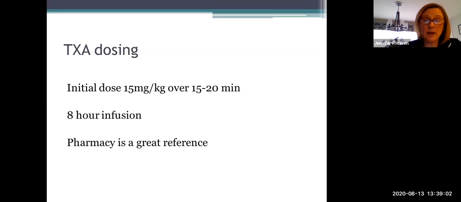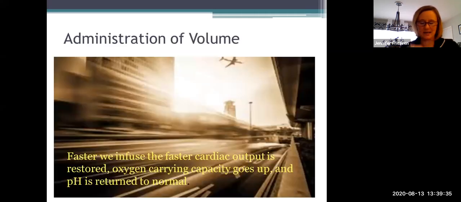And so any hemorrhaging patient that you're concerned about, you may have physicians ordering TXA, especially in our code room. Initial dose is 15 milligrams per kilo, and we give it over 15 to 20 minutes. And then you follow that with an 8-hour infusion. Our pharmacists are a great reference, and we have a lot of good reference tools in the trauma manual and in the med book down in the code rooms. Again, TXA and TEG, we may just do another web talk about just those together, because that could be a whole hour talk.